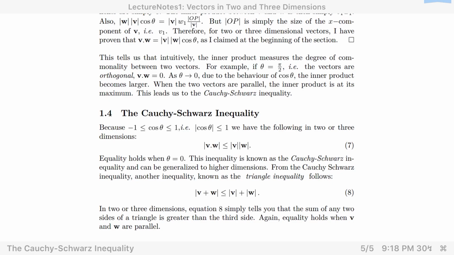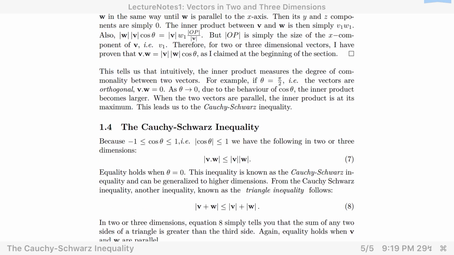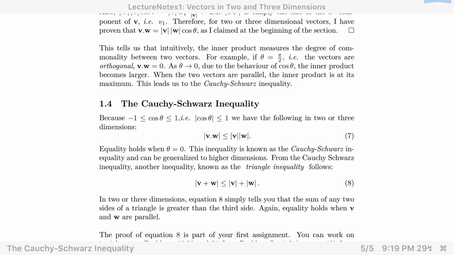Now, if the vectors are orthogonal, by orthogonal I mean perpendicular, because you can say perpendicular in 2 or 3 dimensions, but once we switch to n dimensions, an arbitrary number of dimensions, we're going to have to use the term orthogonal. So if theta equals pi over 2, as in the angle between the two vectors is 90 degrees, then our vectors are orthogonal. Then the dot product is equal to 0 because cosine theta is 0.